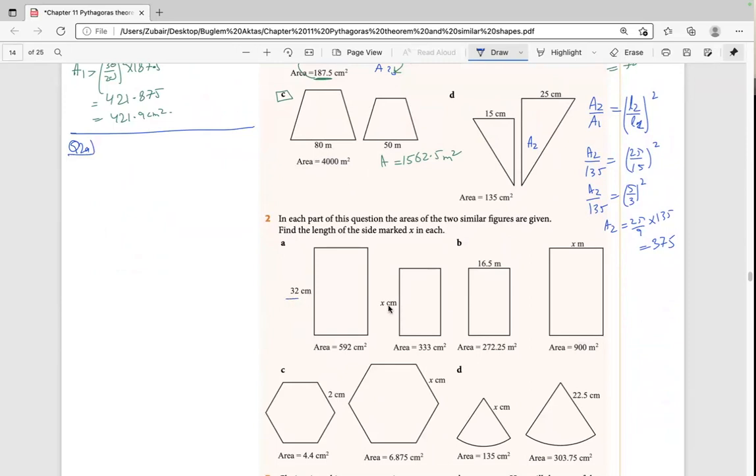So it'd be 333 over 592 equals x over 32 squared. Let me just rewrite the formula once. So 333 by 592, and on the other side, x over 32 whole squared. Now it is our choice: we make the square on this side or we take the square root on the other side.